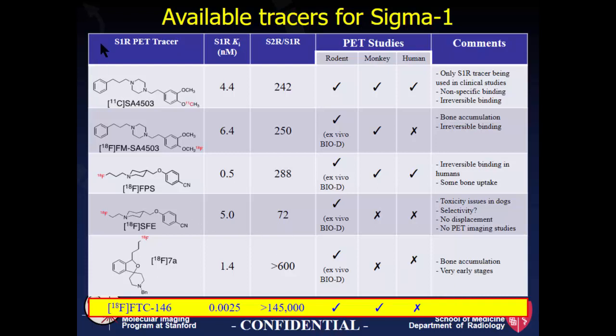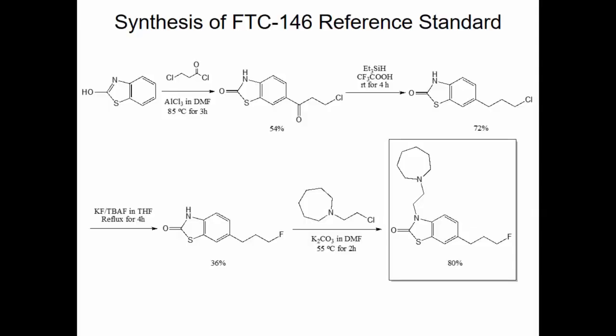So the only one that doesn't have that is carbon-11, because carbon-11 doesn't have the radioactive fluoride to give us the confounding bone uptake issues with unstable compounds. When we go through this process, we have to make what we call a reference standard. The reference standard in this case is a non-radioactive F19 version of this, and this allows us to confirm the identity of the compound.